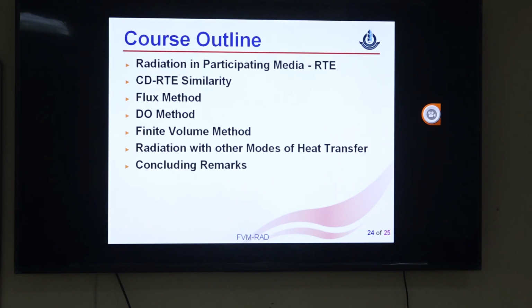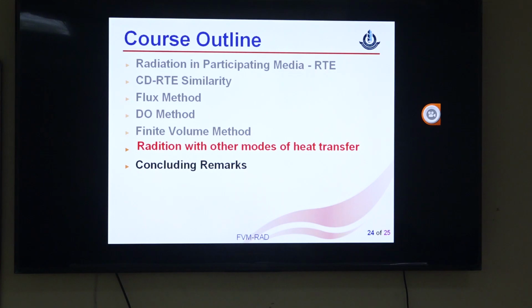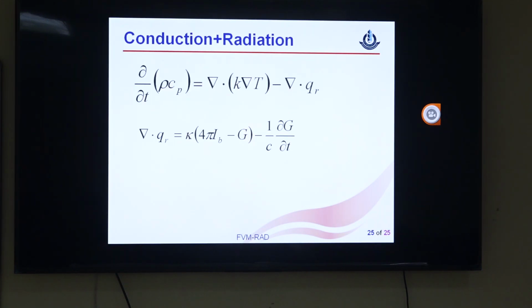And then coming to our other mode of heat transfer, how can we handle radiation? This is our conduction plus radiation example. Professor Kumar was showing you the radiation source term. So that radiation source term is here. This is your radiation source. So how do you evaluate this radiation source? This radiation source in transient format can be written like this.